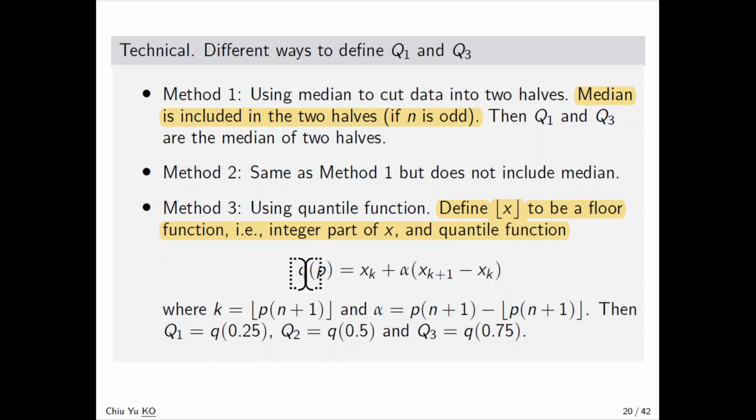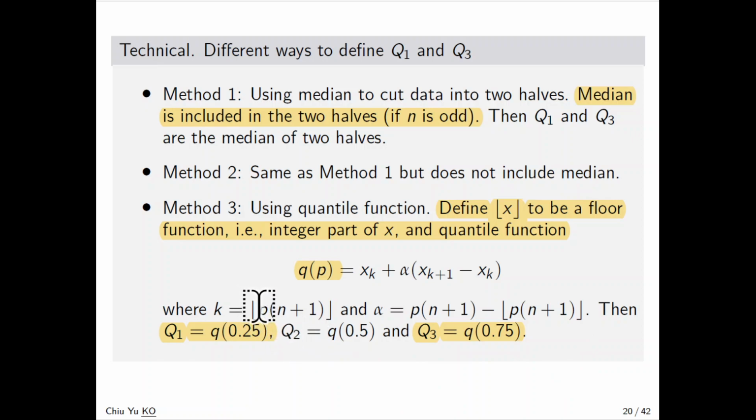This small quantile function takes the argument p, which is from 0 to 1. Q of 0 gives you the minimum number. Q of 1 is the maximum. So q of 0.5 will be the median. Q of 0.25 will be the first quartile. Q of 0.75 will be the third quartile.